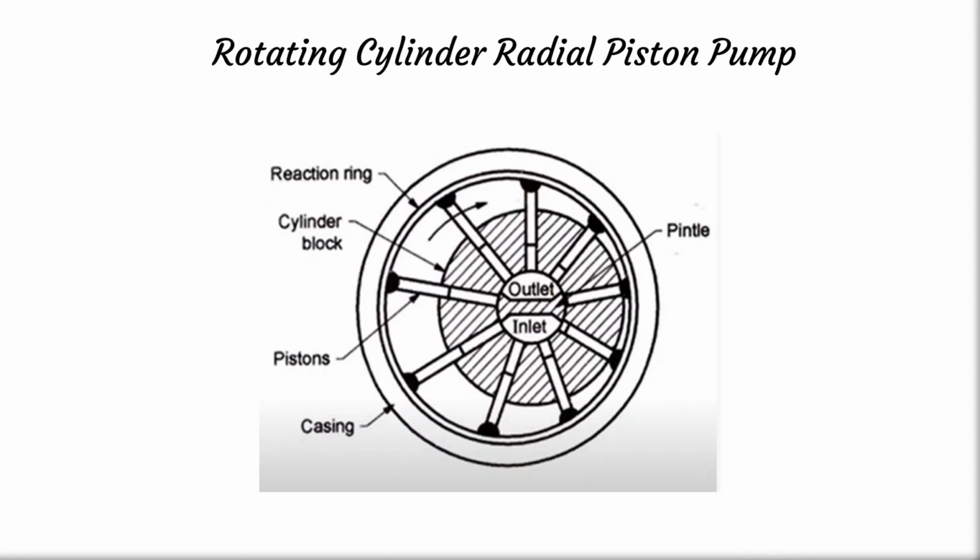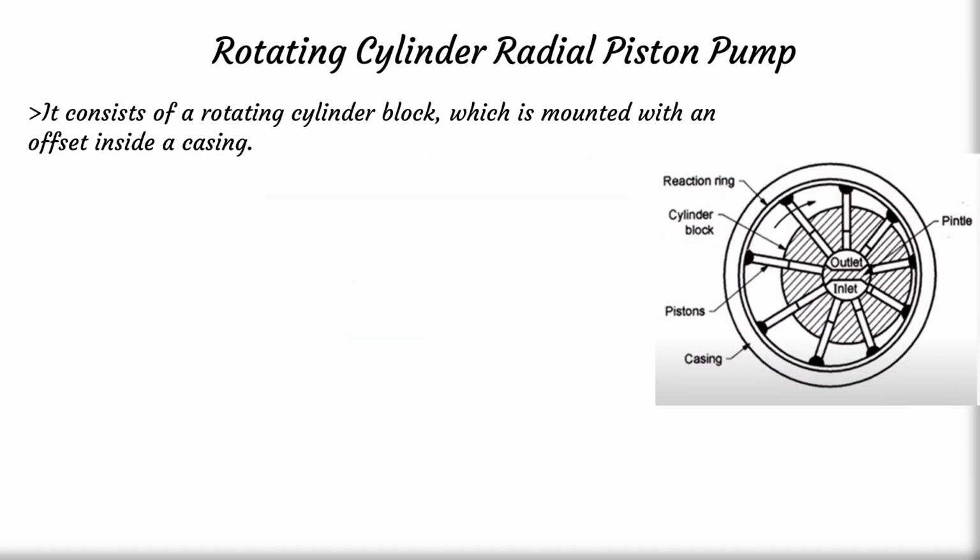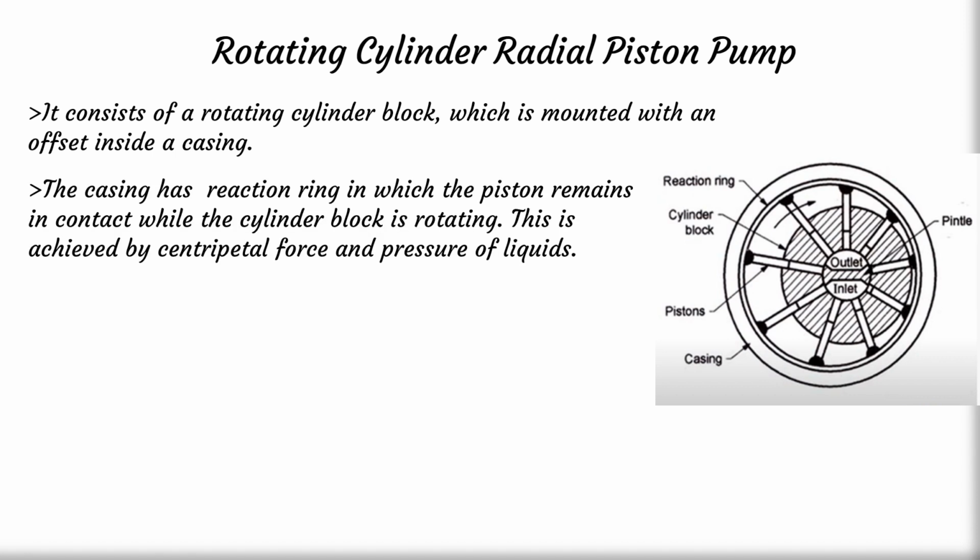Second, rotating cylinder radial piston pump. This pump consists of a rotating cylinder block which is mounted with an offset inside a casing. The casing has a reaction ring with which the piston remains in contact while the cylinder block is rotating. This is achieved by centrifugal force and pressure of the liquids.